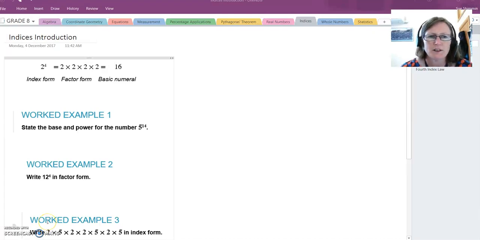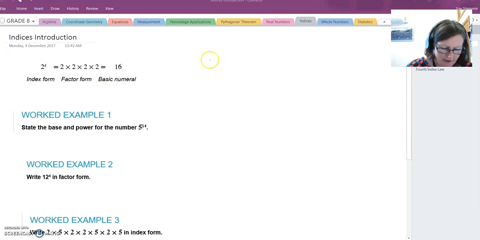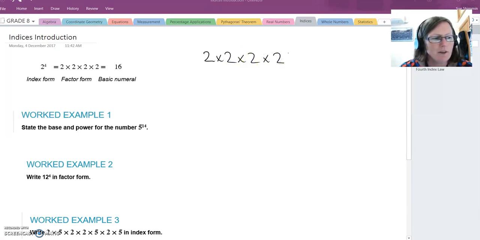Okay, this video is an introduction to indices. If we have something like 2 times 2 times 2 times 2, so if a number or variable, in this case it's a number, is multiplied by itself several times, it can be written using a shortcut notation often referred to as index form.